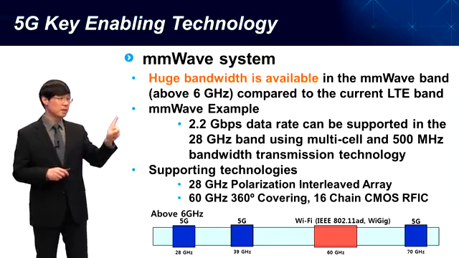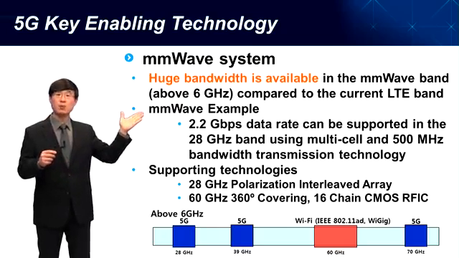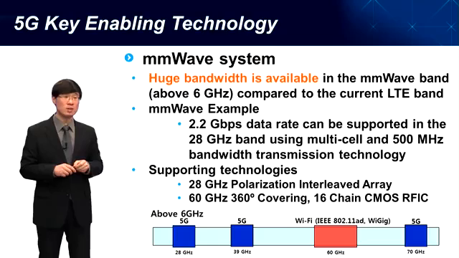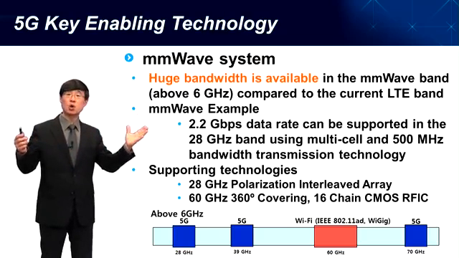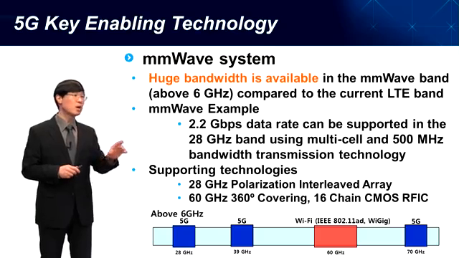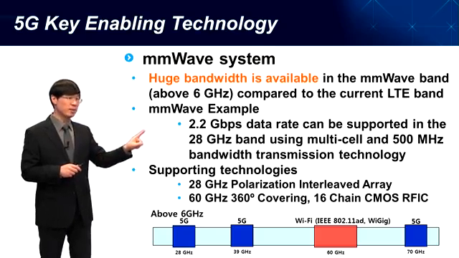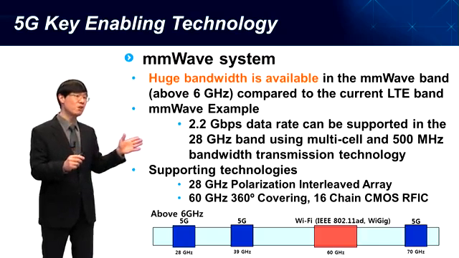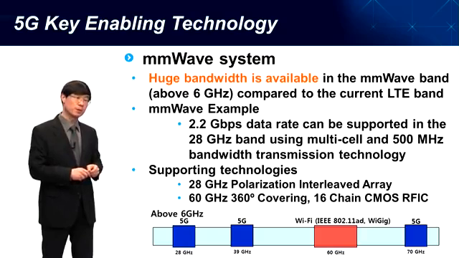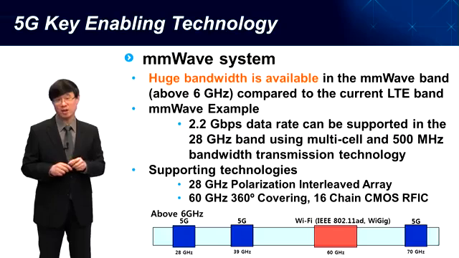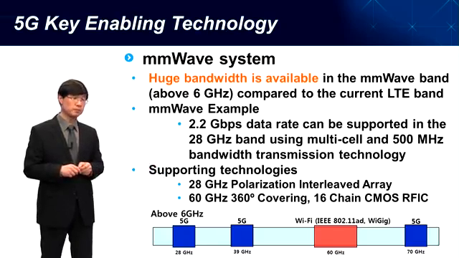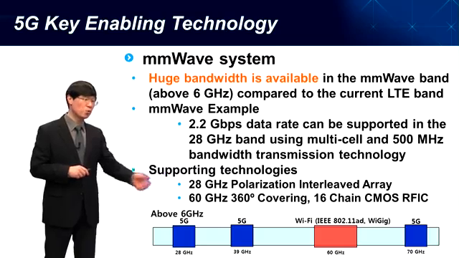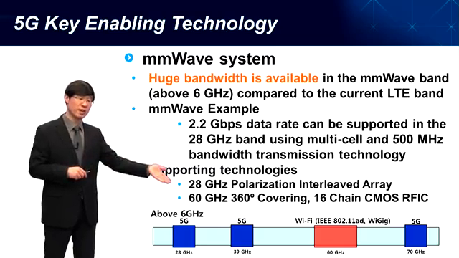Now, we have millimeter wave systems. There is huge bandwidth available at these high millimeter wave frequencies, which are above 6 gigahertz. And compared to the current LTE band, we can gain so much more capacity. For example, here, 2.2 gigabits per second of data rate can be supported by the 28 gigahertz band using multi-cell and a 500 megahertz bandwidth transmission technology. In order to make this possible, we need supporting technologies such as 28 gigahertz polarization, interleaved array antenna techniques. In addition, we could use 60 gigahertz, 360-degree covering, 16-chain CMOS RFIC techniques.